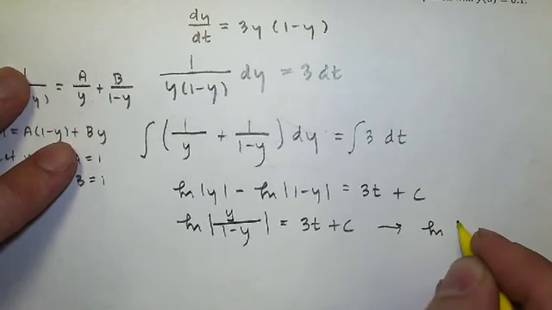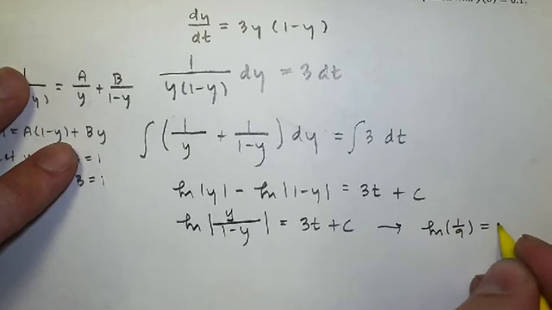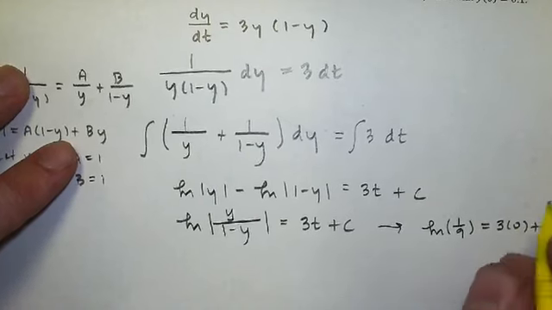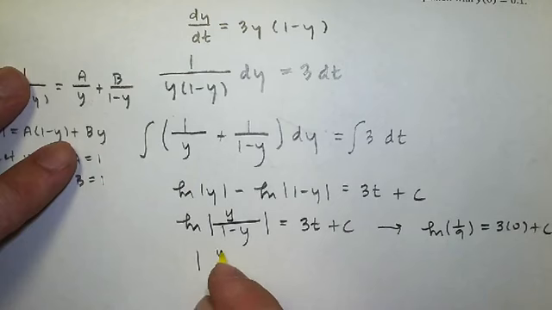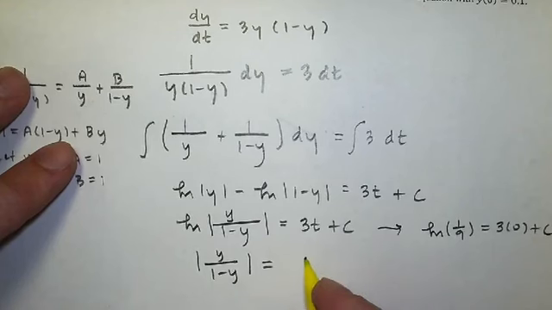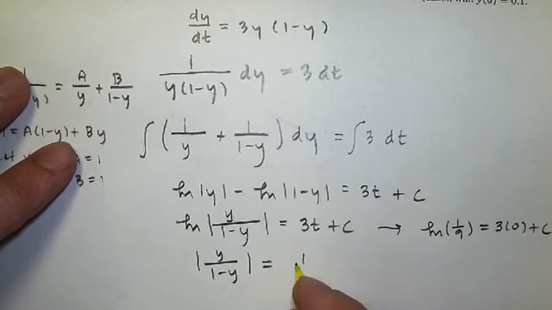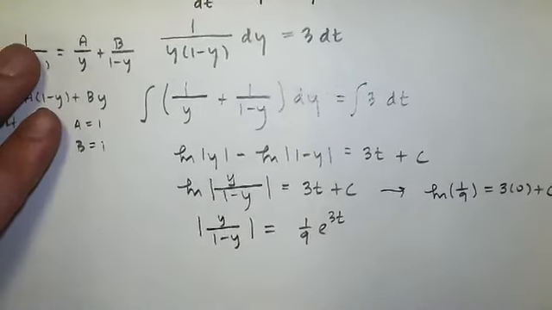Log of 0.1 over 0.9, that's log of 1/9, is equal to 3 times 0 plus c, meaning that c is log of 1/9. Okay, now I'm going to take e to, so I'm going to have absolute value of y over 1 minus y equaling e to the 3t plus log of 1/9. So that is going to be 1/9 e to the 3t. And you can believe me on that, or you can just go and work through it yourself.